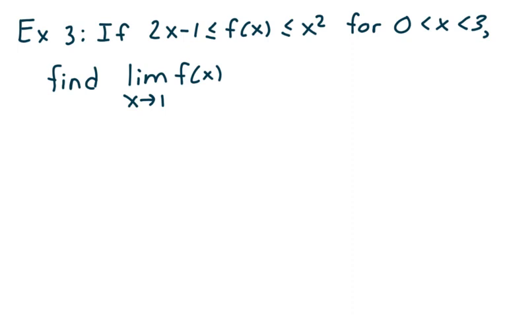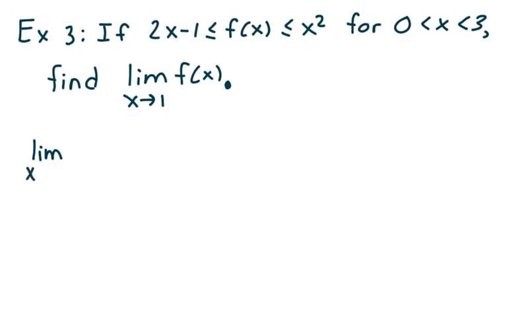Let's take a look at example 3. Suppose f of x is less than or equal to x squared and greater than or equal to 2x minus 1 for x less than 3 and greater than 0. What we want to do is find the limit as x goes to 1 of f of x. Okay, another squeeze theorem example.